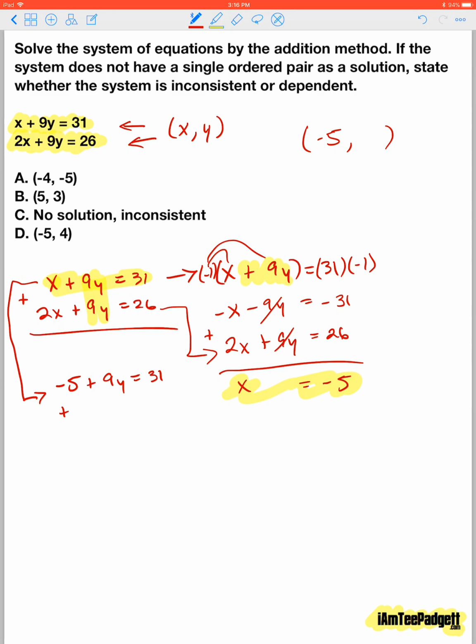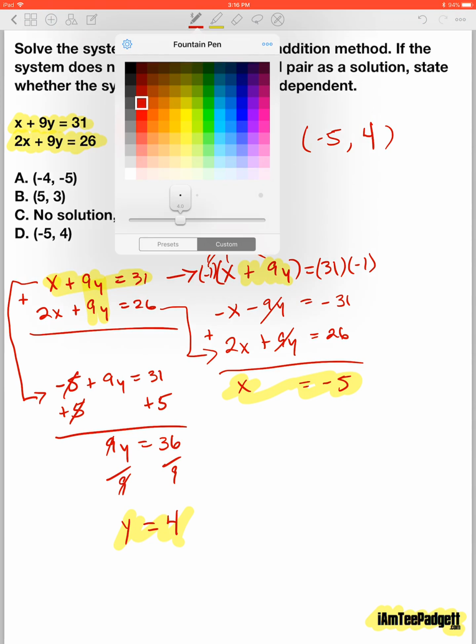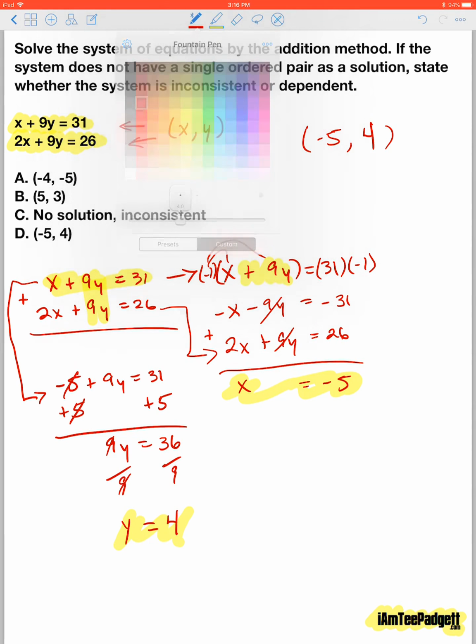We add 5 to both sides to get rid of the -5. That gives us 9y equals 36. Divide by 9 to get rid of the 9. That cancels out and leaves us y equals 4. So now we have our y. Y equals 4. But we have to verify this.